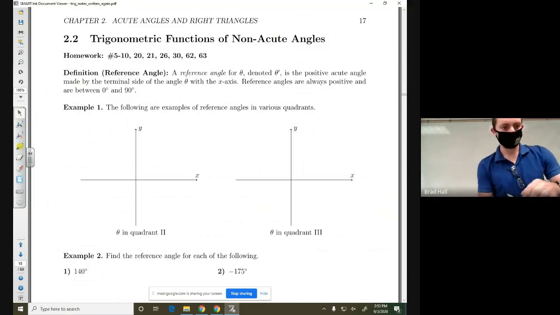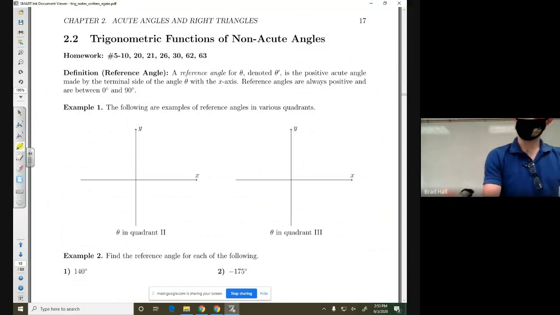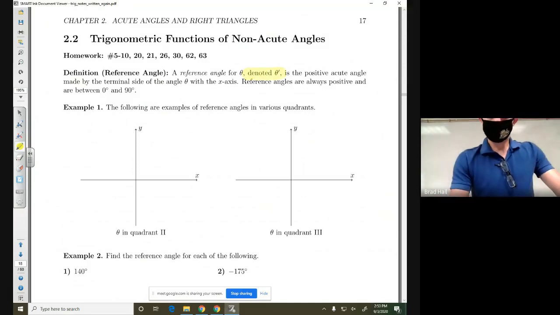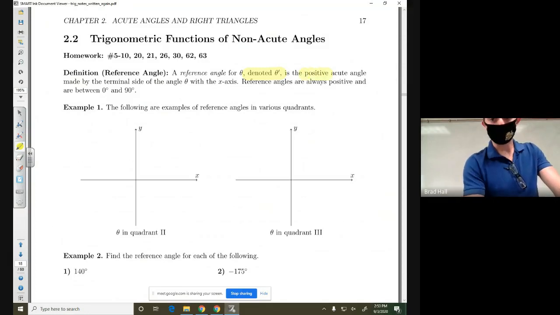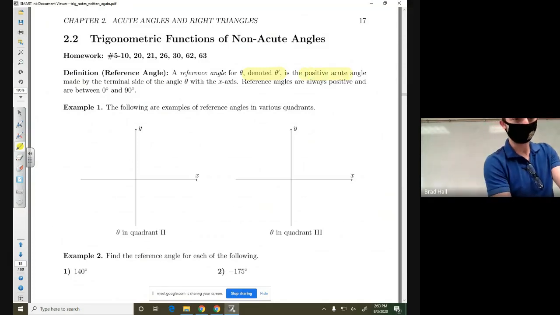So a reference angle, just some characteristics about it. It's got this denotation as theta with a little apostrophe next to it. So if you see me use that, that's what it means. It's always positive and it's always acute, which means it has to be between 0 and 90 degrees.